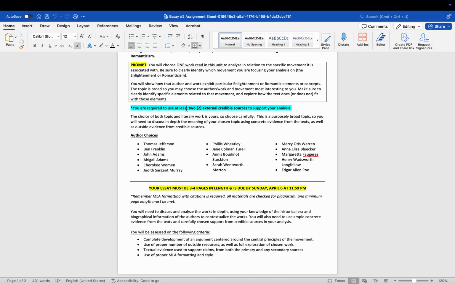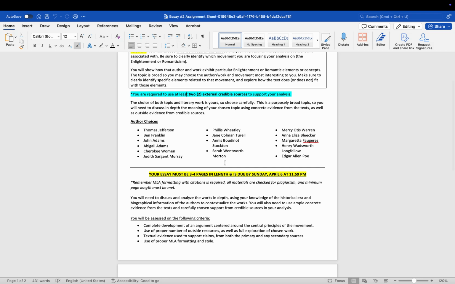You do have to have two outside, external, credible sources included to help support your analysis. The way you do this is you find .edu or other credible sources like PBS that discuss the work and bring in quotes from those sources that help support or prove your analysis. The purpose of this is that you're adding credibility to your own claims by including published research from outside sources. Now, my lectures do not count, so please don't utilize those. We're talking actual published research sources out there.